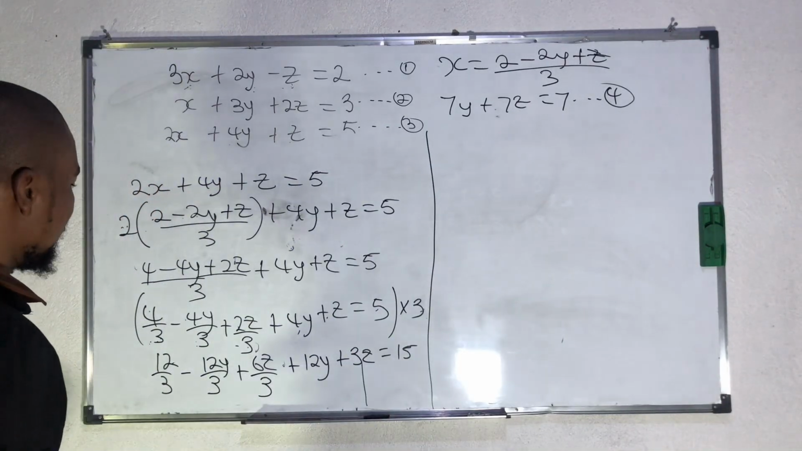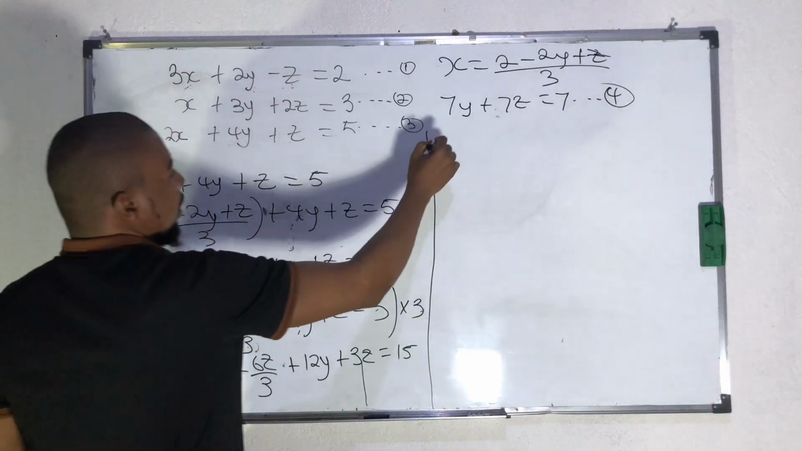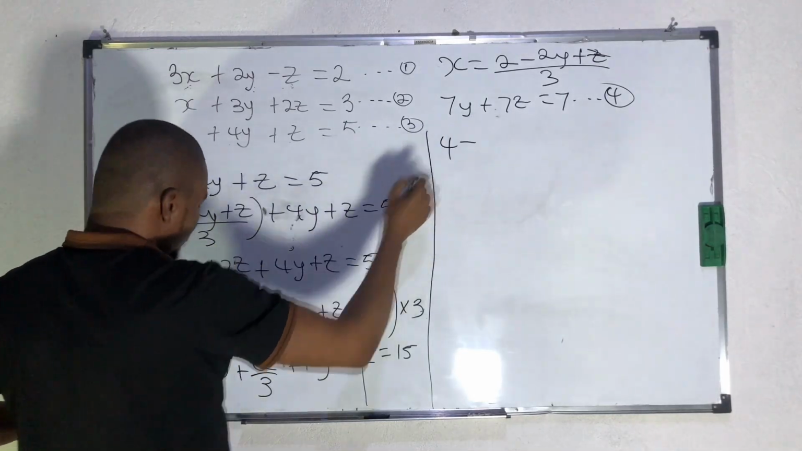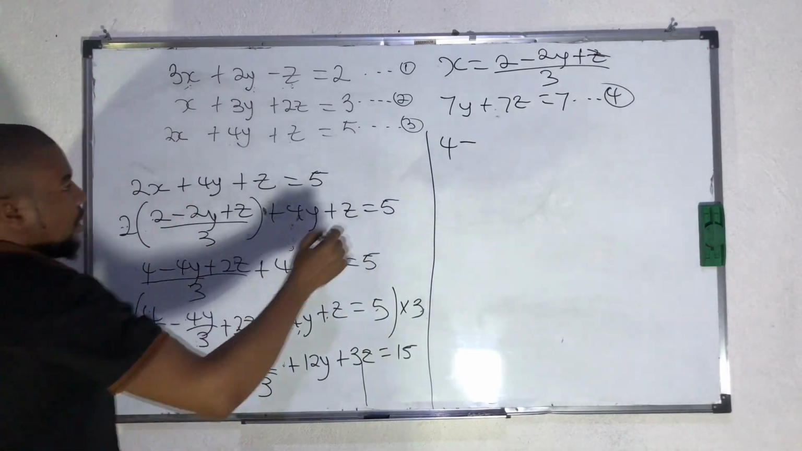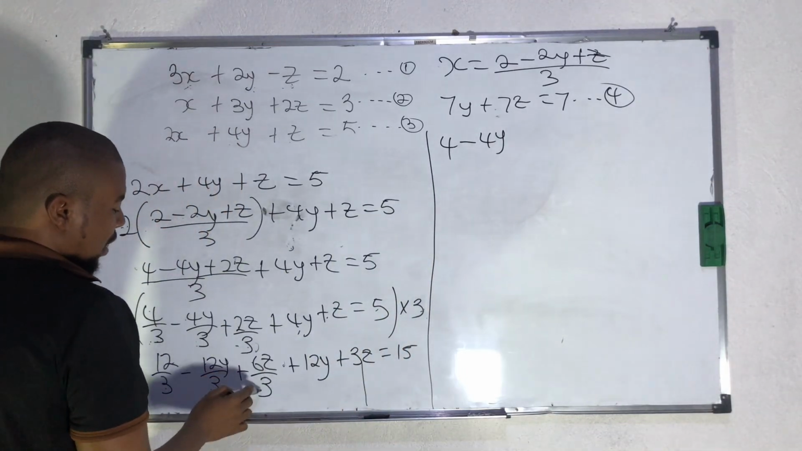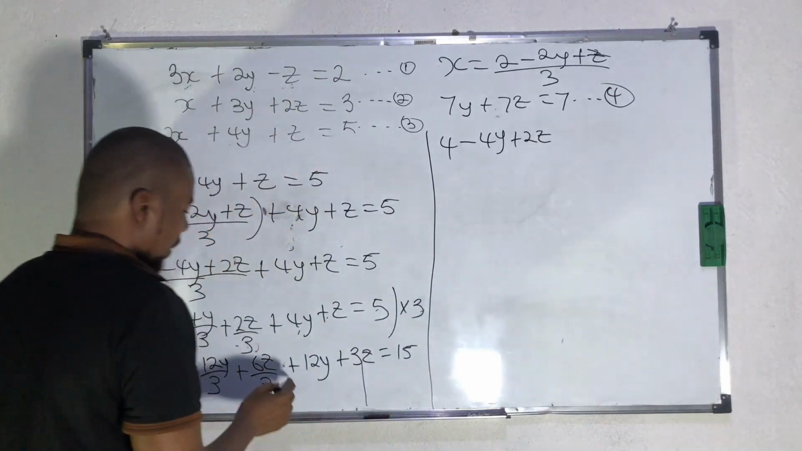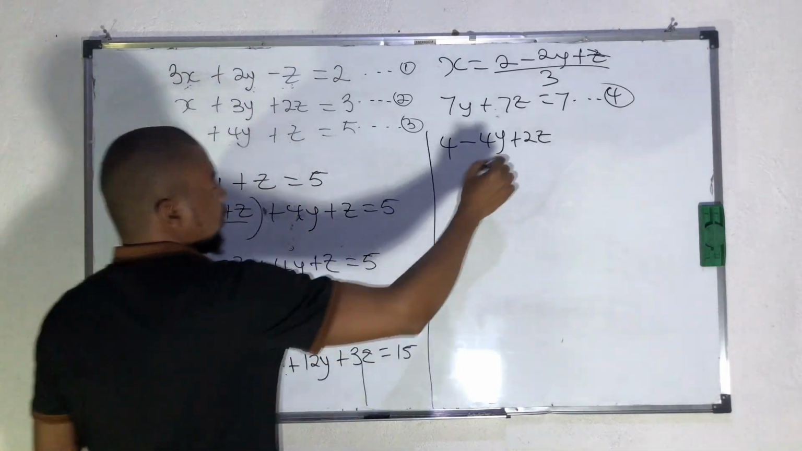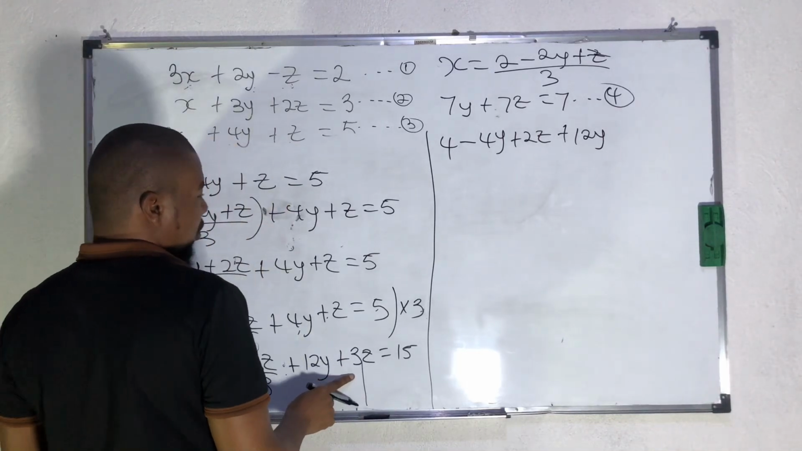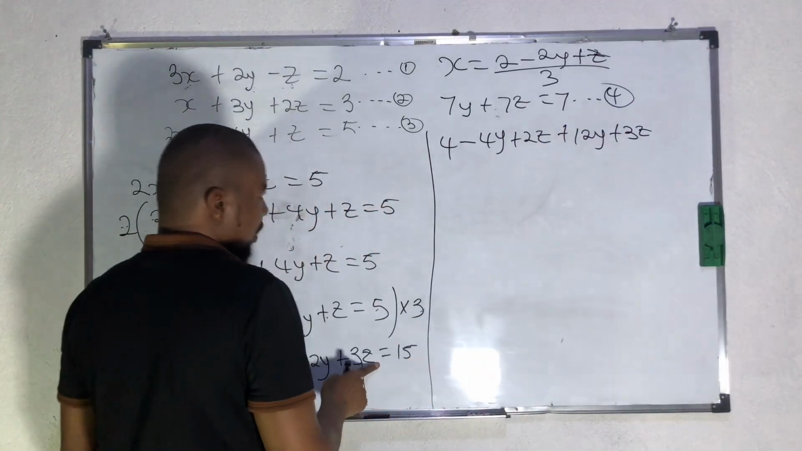Now let's simplify this expression. 12 divided by 3 is a 4, minus 12y divided by 3 will give you a 4y. 6z divided by 3 will give you plus 2z. Here we have plus 12y, and next up we have plus 3z, is equal to 15.